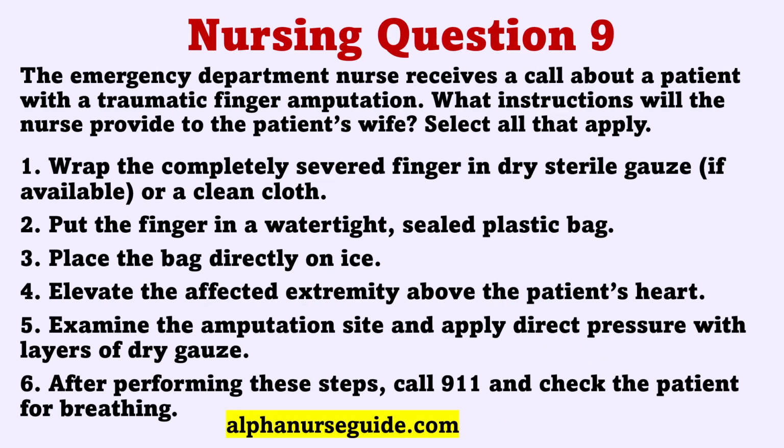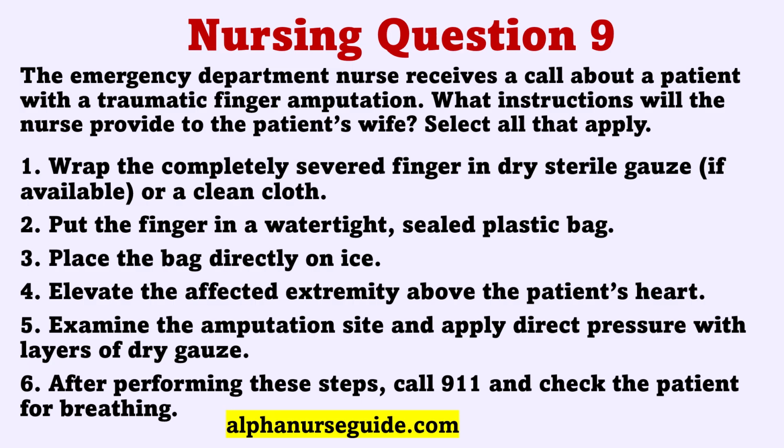The emergency department nurse receives a call about a patient with a traumatic finger amputation. What instructions will the nurse provide to the patient's wife? Select all that apply. 1. Wrap the completely severed finger in dry sterile gauze or a clean cloth. 2. Put the finger in a watertight, sealed plastic bag. 3. Place the bag directly on ice. 4. Elevate the affected extremity above the patient's heart. 5. Examine the amputation site and apply direct pressure with layers of dry gauze. 6. After performing these steps, call 911 and check the patient for breathing.